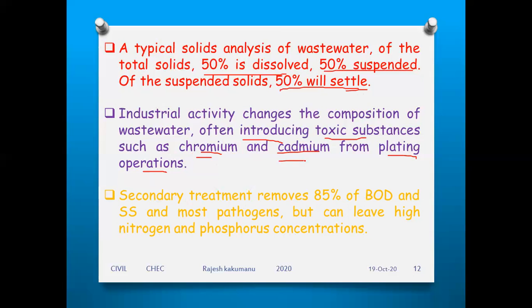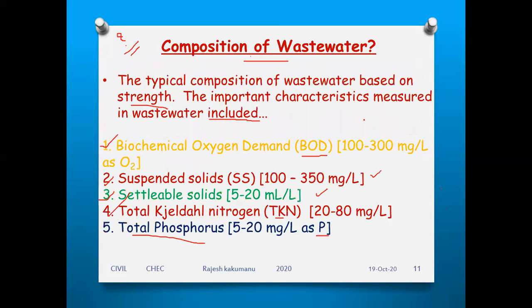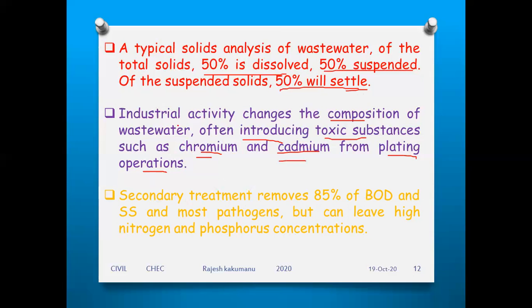If you take paper and pulp also, you require some sort of chemicals. If you are going with the textiles also, you have some sort of chemicals. Thereby, every industrial activity changes the composition. So here, see the composition. We used this composition for the wastewater, but in every industrial activity, the composition will definitely change because of the introduction of toxic substances. Example: in plating industries, chromium and cadmium.